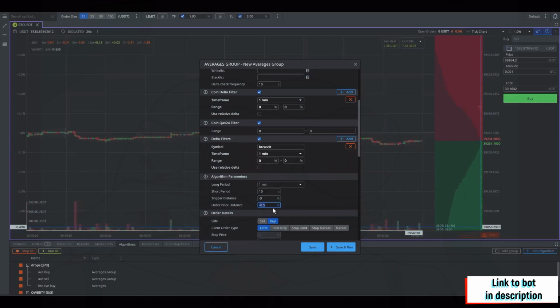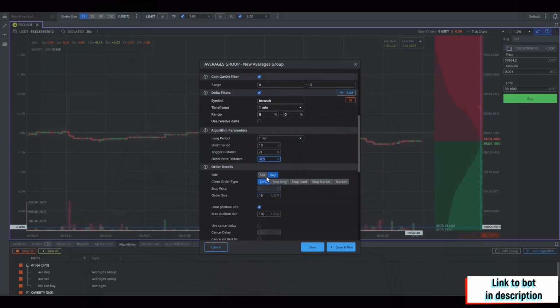Let's have a look at the order parameters. Side allows us to decide whether the algorithm will place a buy order or a sell order. Client order type allows us to select the type of order to be used by the algorithm. Stop price establishes a certain distance to the price level at which the stop limit order is placed, which initiates the placement of a limit order.